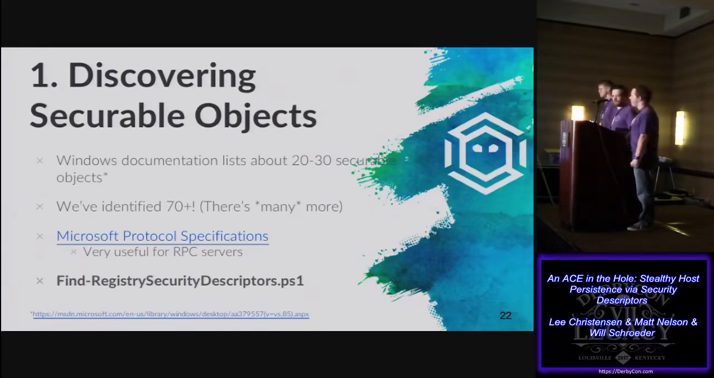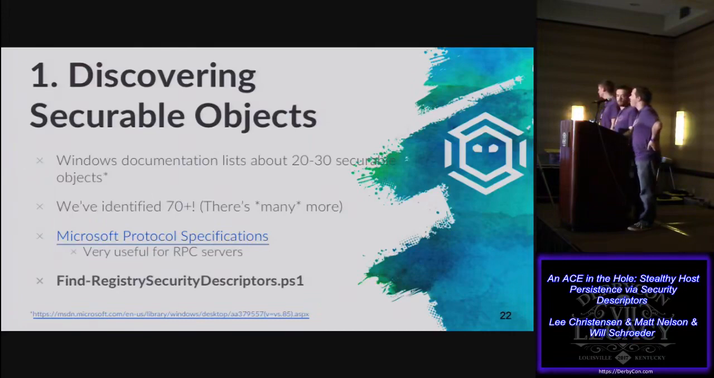Another good source that we use to identify different object types is the Microsoft protocol specifications. That defines all the different protocols Windows uses, and to secure those protocols, Windows uses security descriptors to lock down access to them. Different protocols include the Service Control Manager and Remote Registry, and those are just a few examples.